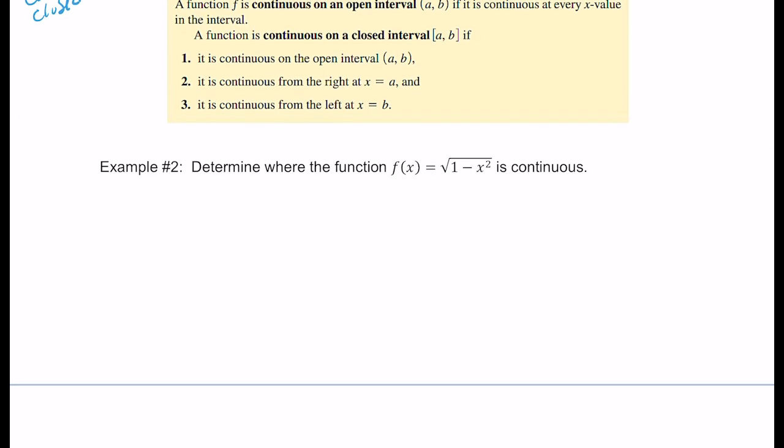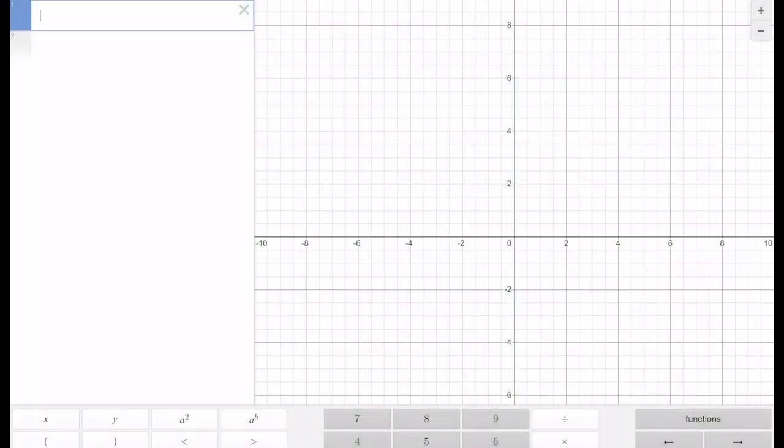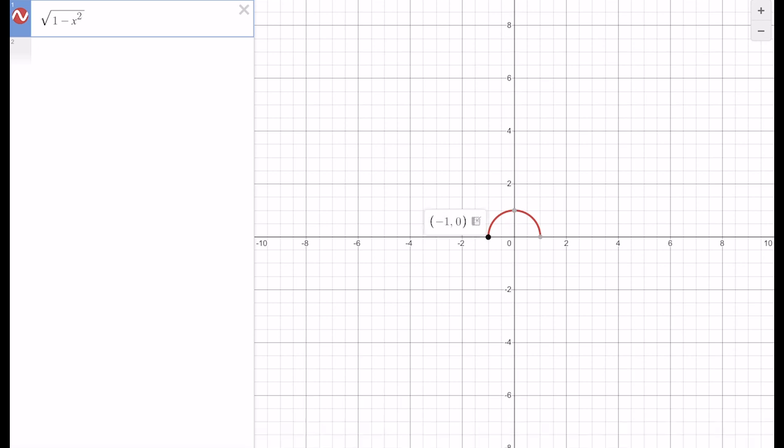Here's an example. Let's determine where the function f of x equals the square root of 1 minus x squared is continuous. Let's take a look at what the graph looks like. I'm just going to plug this into Desmos. And we've got the square root of 1 minus x squared. As you can see, it looks like a semicircle, and you can see that the domain goes from -1 to +1. Now, is it continuous on that interval?